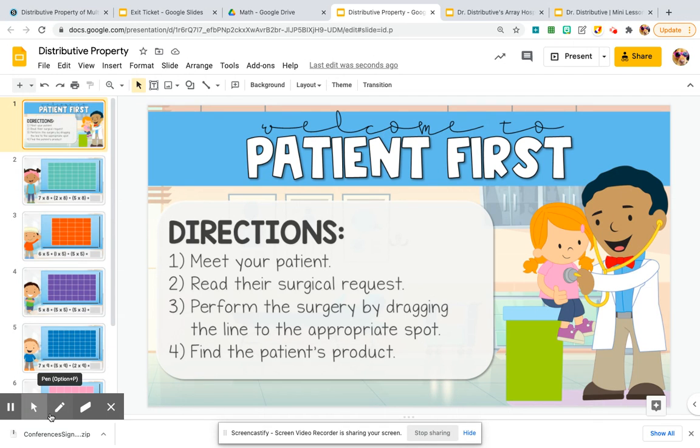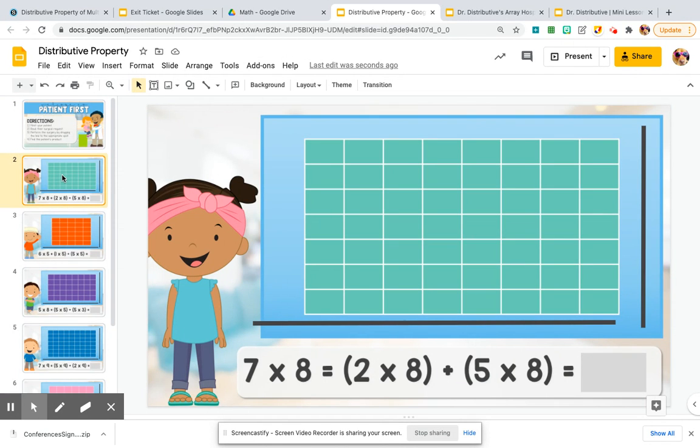So you're going to perform the surgery by dragging the line to the appropriate spot. And you have to find your patient's product, okay? Remember, products are just the answers to multiplication equations. So here you see an equation. This equation originally was 7 times 8.